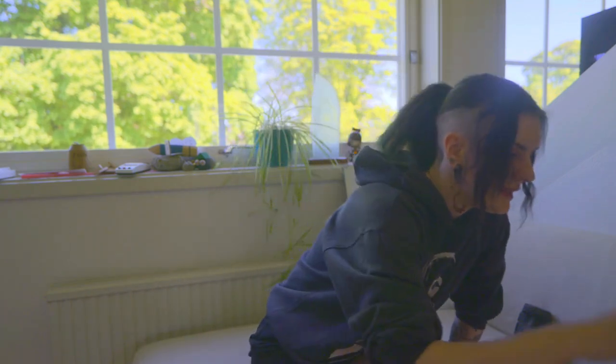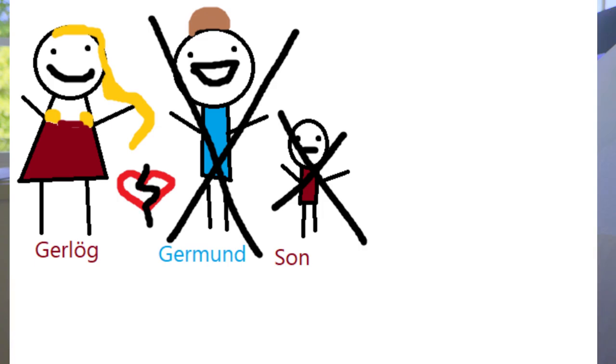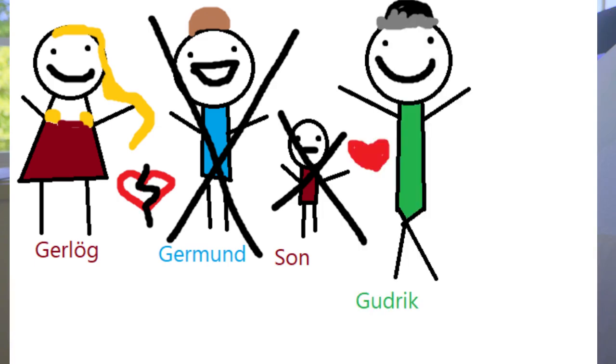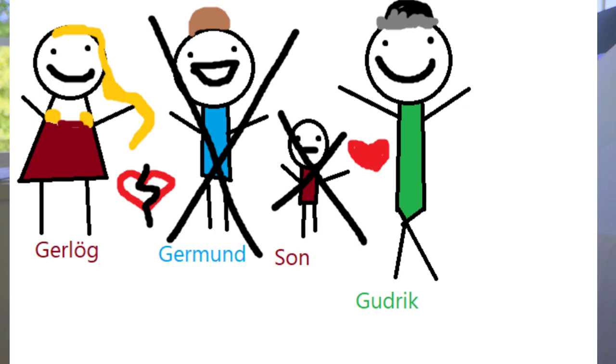Let's go over it again because there's a lot of text. So Geirlög loses her virginity with Geirmund and they get a son. But Geirmund, the husband, drowns and then their son dies. And then Geirlög marries Gudrik and he is the owner of these farmlands, probably where the stone was raised in the beginning. And he owned those farmlands and they had a child. And that child is Inga.